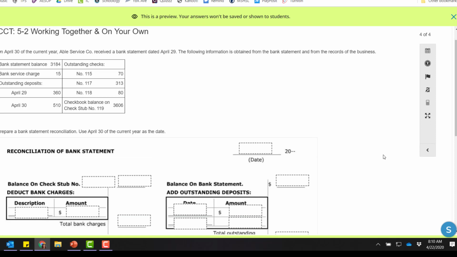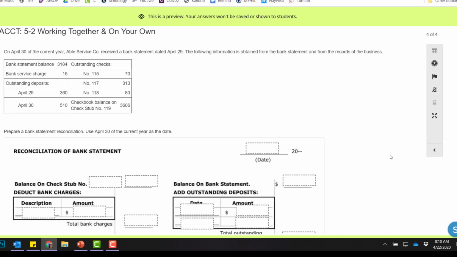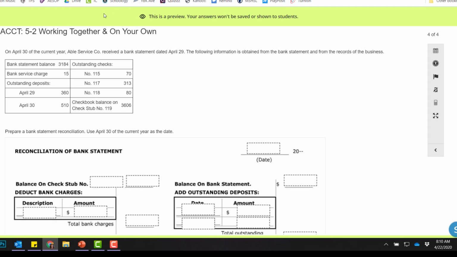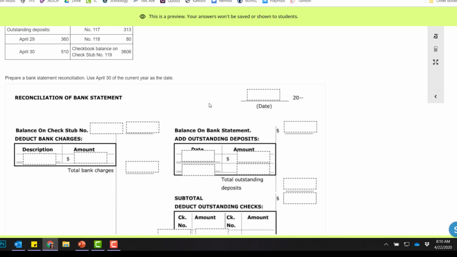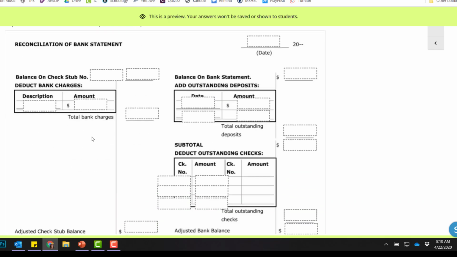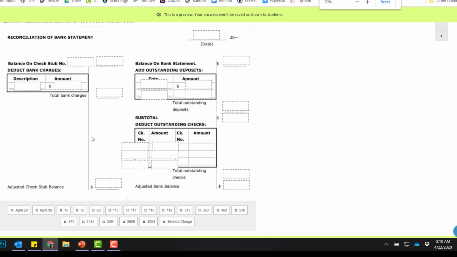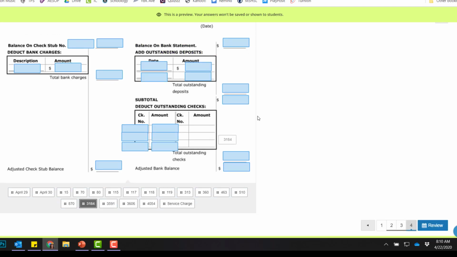And now I'm looking at reconciling the entire bank statement to my records. The way I like to do this is I just like to go line by line and plunk it in. So the first line says bank statement balance 3184. So I'm going to go to my reconciliation sheet and I'm going to look for my bank statement balance. And here's the box that says balance on bank statement. And I'm going to drop in 3184 onto that line.